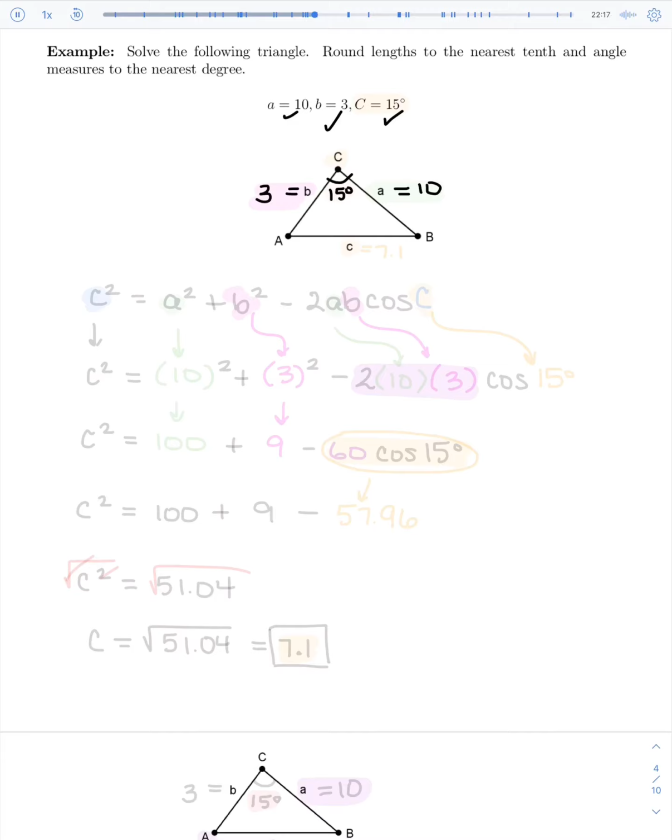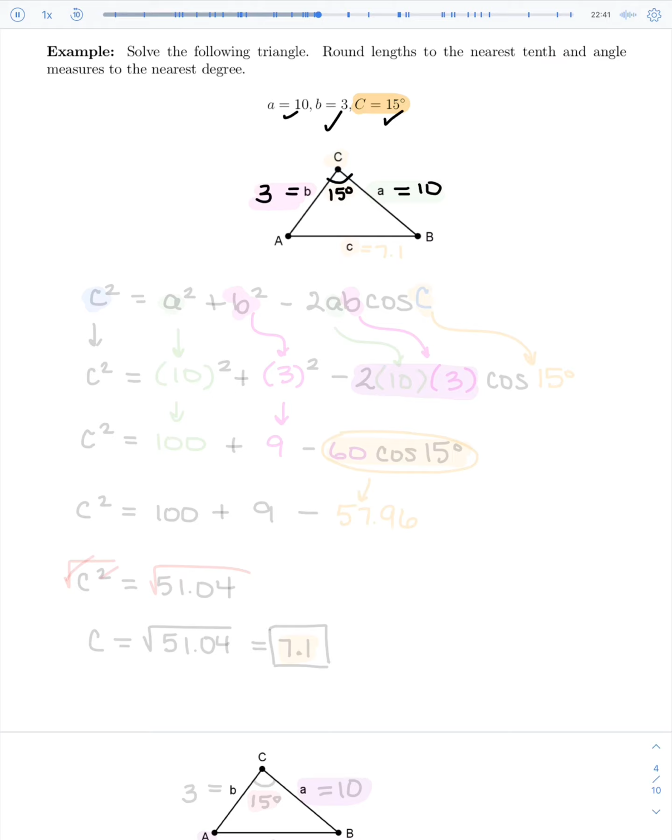Look at one more. On this next one, they tell us that we've got sides A, B, and we have angle C, and they want us to solve the entire triangle, which means we need to find all the sides and all the angles. Now we need to think about which version of the law of cosines we need to use, and we're going to focus always on the angle here.